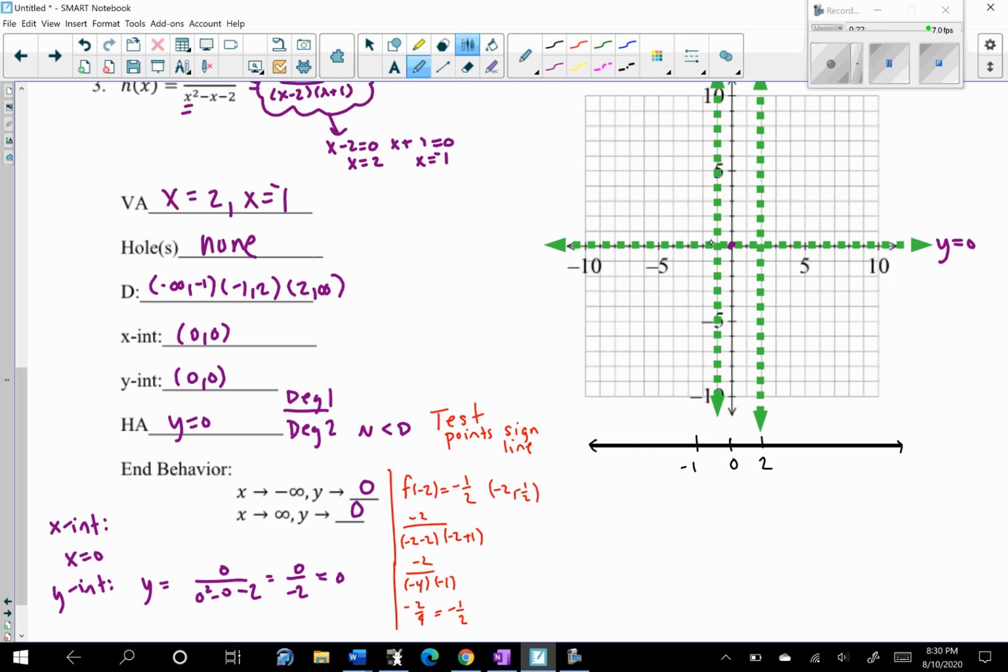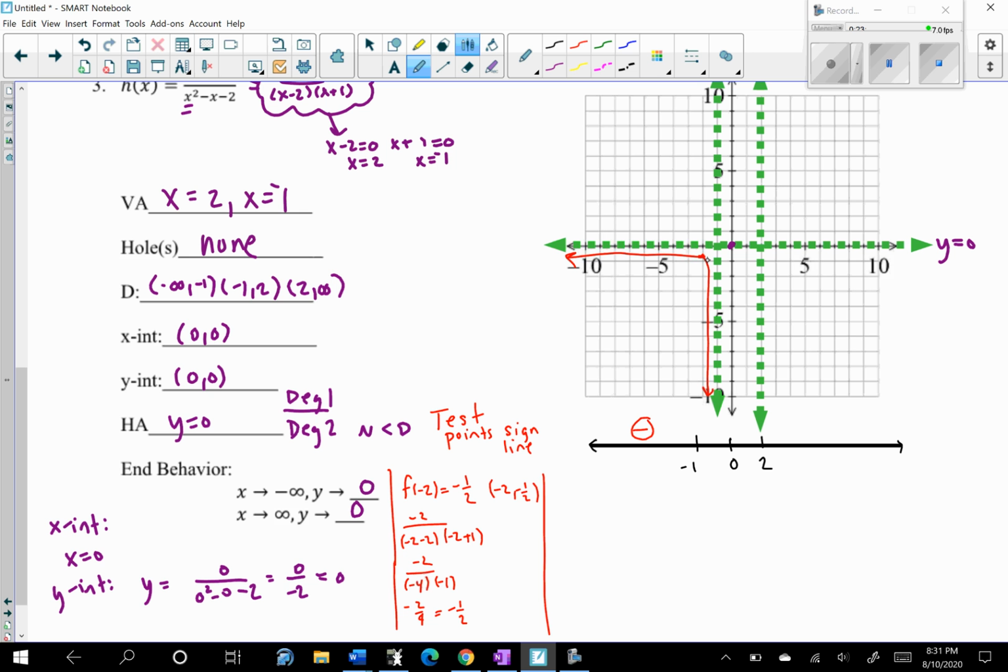So I can actually plot that if I want to. So (-2, -1/2) is here. But really I'm only concerned with the signs because remember we're just drawing the sketch of the branches for these. So I know this is in the negative region on this side of my sign line. So since we're in the negative region, that means that this part of my graph would be down here following my asymptotes. So now that I know it's in the negative region, I just follow my asymptotes.